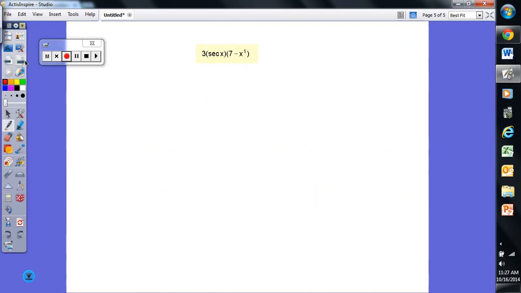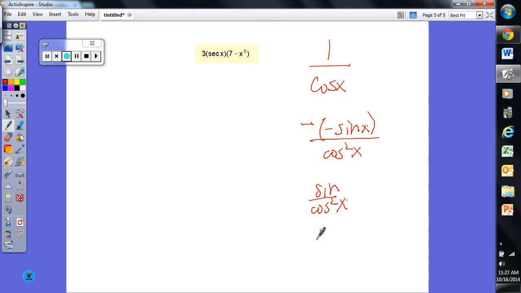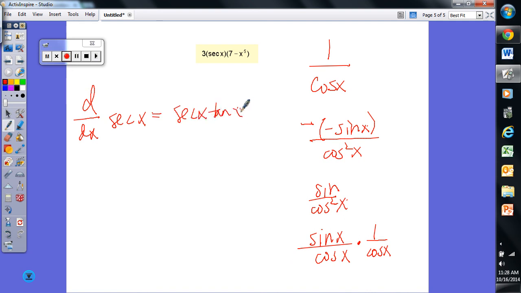Isn't this fun? Okay, secant. Hopefully you memorized it, but I'm going to show you how I figure it out because I don't have it memorized. Secant is 1 over cosine. Quotient rule says bottom times derivative of the top, which would be 0, minus top times derivative of the bottom. The derivative of cosine is negative sine, so I have minus negative sine all over cosine squared. So this is sine over cosine squared x, which can be broken into sine x over cosine x, also known as tangent, times 1 over cosine x, also known as secant. So the derivative of secant x is secant tangent x. And I just showed you why.